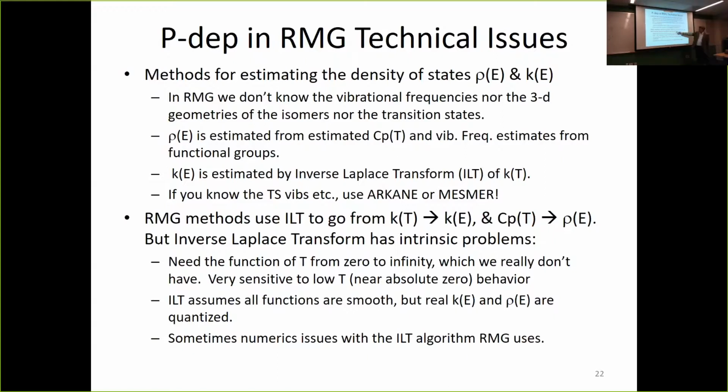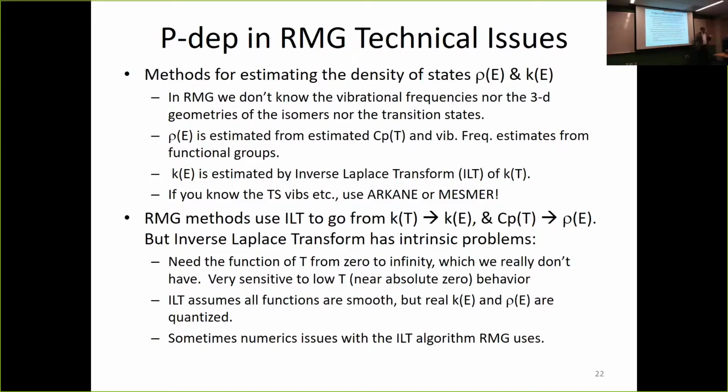Some problems with the inverse Laplace transform method that's used here. It relies on having the function of temperature all the way from T equals 0 to T equals infinity. But we really don't usually have that. We usually know rate coefficients in a range of normal temperatures, say room temperature to 2000 Kelvin or something. And outside that range, we can guess, but we really don't know what k of T really is.